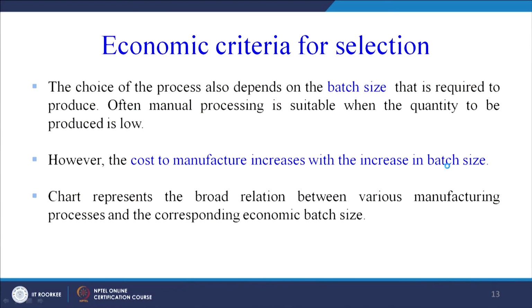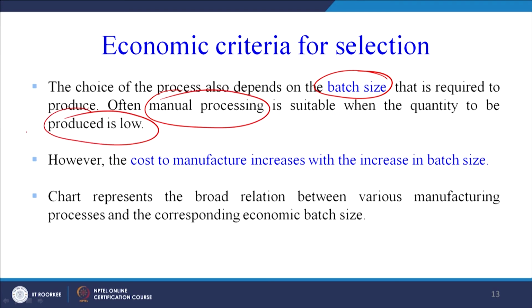The choice of the process also depends on the batch size, the number of parts that is required to produce. Often manual processing is suitable when the quantity to be produced is low. Well known, common sense, manual processing when number of parts are low. However, the cost of manufacture increases with the increase in batch size. So, manually if you are doing and the batch size is large, the cost of manufacturing may increase.